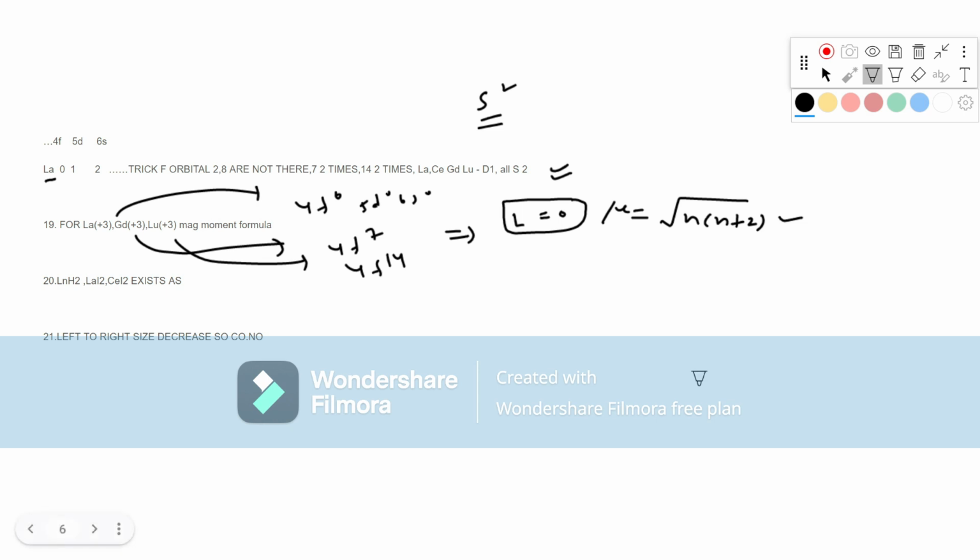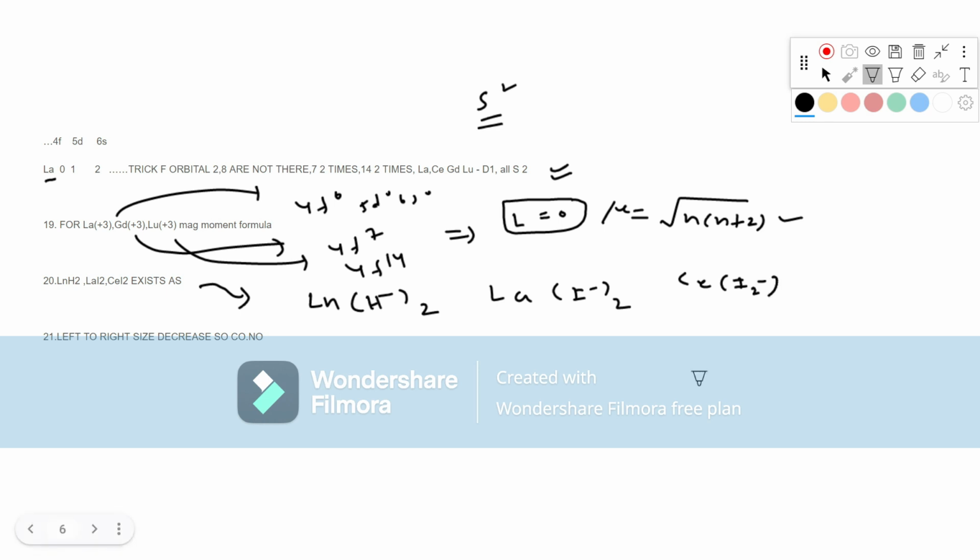Next, LnH2, lanthanide hydrides. Next, LaI2, lanthanide iodide. Next, cerium iodide exists. How will these exist? These are metal hydrides. If you take LnH2, it exists like this. LaI2 exists like this. Next, cerium iodide exists like this.